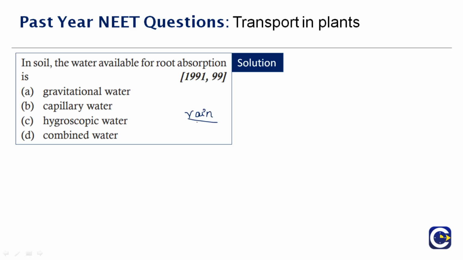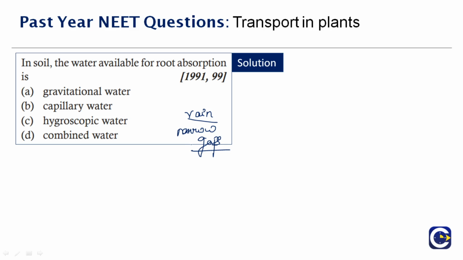Now coming on to hygroscopic water. It is also not available for plants because the soil particles hold it very firmly and it is not approachable by the plants. Therefore, it is not in easy access for plants to absorb. Then coming on to capillary water. Capillary water is present in the narrow gaps in the soil. Okay, so it is an easy access for the plants to absorb. Combined water is a combination of everything: gravitational, capillary, hygroscopic. They are present everywhere in the soil. They might or might not be available, depending upon the circumstance. Okay, so capillary water is the one which is available for root absorption.